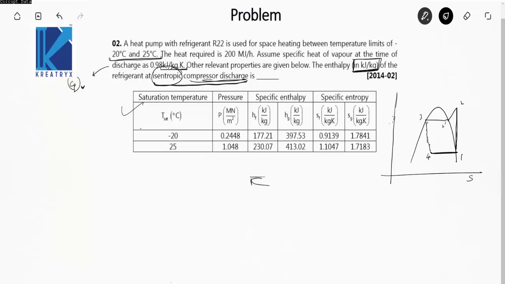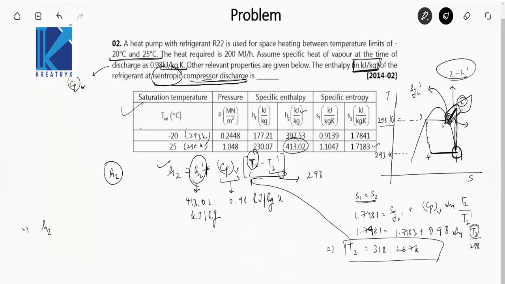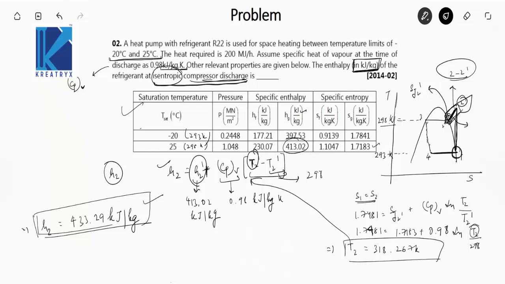And get your answer. When you solve it, H2 will be equal to 433.29 kilojoule per kilogram. So this is our answer. Always try to solve the question from what has been asked. Like we have been asked the enthalpy, so how can I find out the enthalpy? I can find it by this relation, and you actually get the term which is missing, which is required to find H2. So this way you proceed with the question.